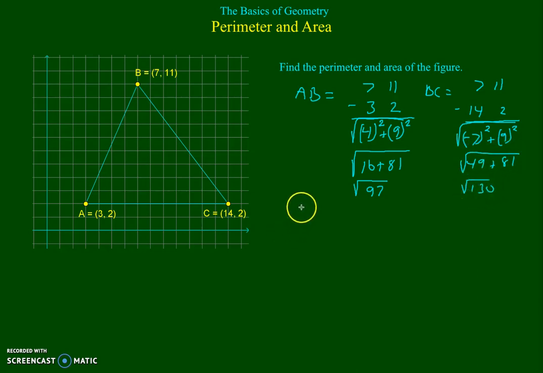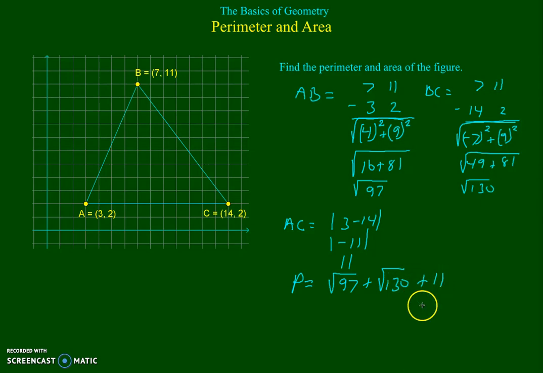And now for AC, all we have to do is use the ruler postulate, and we're going to use the x coordinates because we're going horizontally. So AC equals the absolute value of 3 minus 14, which is the absolute value of negative 11, which is 11. Now to find the perimeter, that's going to be the square root of 97 plus the square root of 130 plus 11.